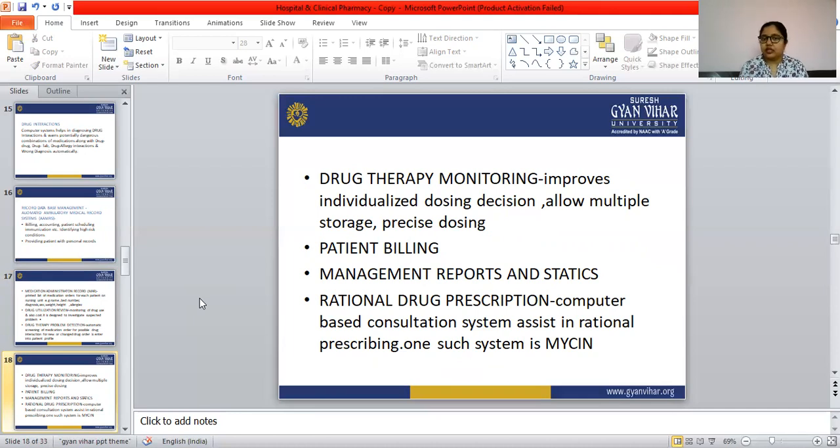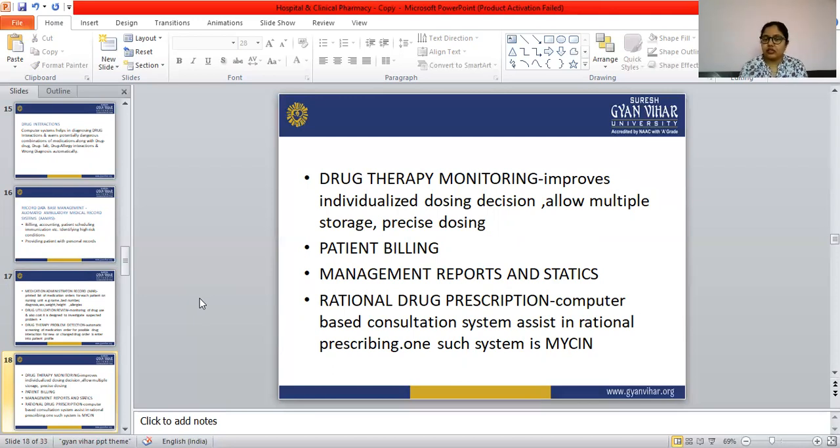Okay, so drug therapy monitoring improves individualized dosing decisions and allows multiple storage and precise dosing. The computers that are used in the clinical pharmacy can monitor the drug therapy also, and this computer is also used in patient billing, management of the reports and the statistics.